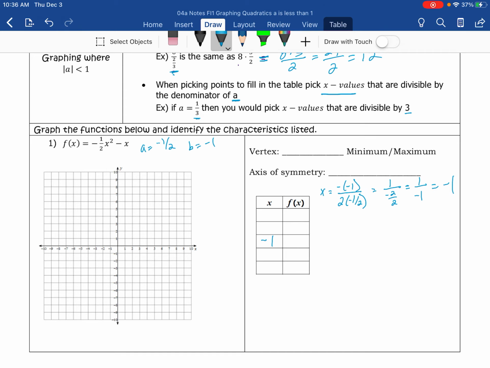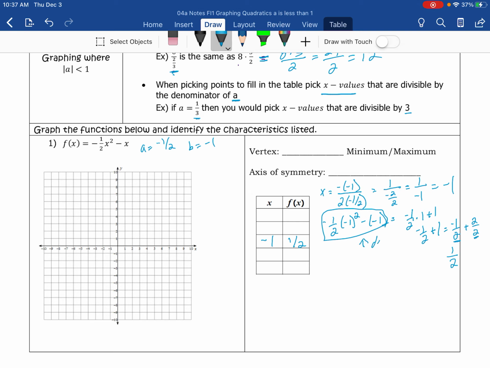So my x value is -1. To find my y value, I substitute it in. It's going to be -1/2 times (-1) squared. Again, make sure you put those parentheses there, plus -1 times -1, which is going to be -1/2 times 1 plus 1, which is -1/2 plus 1, which is the same thing as -1/2 plus 2/2. You have to find a common denominator to add fractions because they need to be the same size. And so my answer here is 1/2.